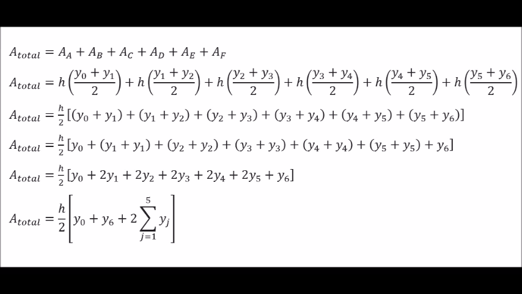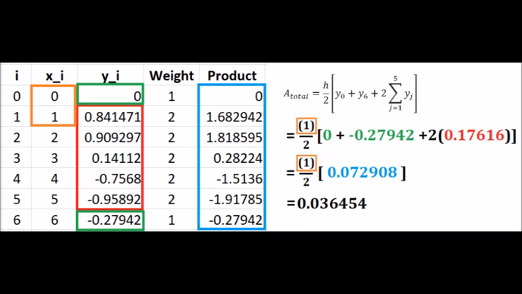The last line represents summation as sigma notation. The calculation for that is shown here. Mesh size, in orange, for 6 panels is 1. The leftmost and rightmost y values are green. Every term in the red box is multiplied by 2.